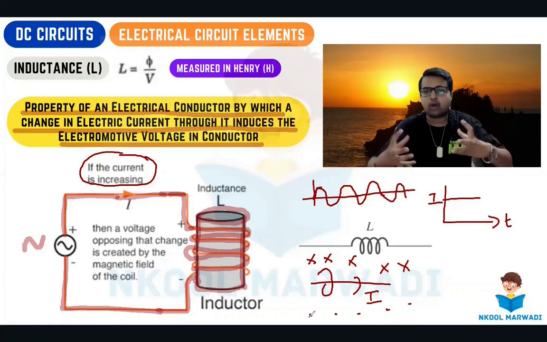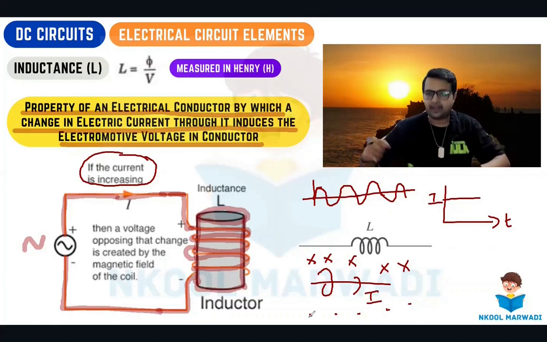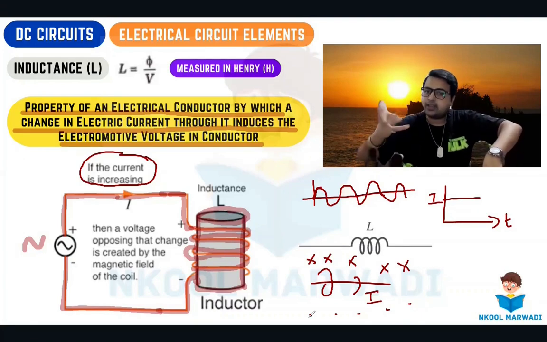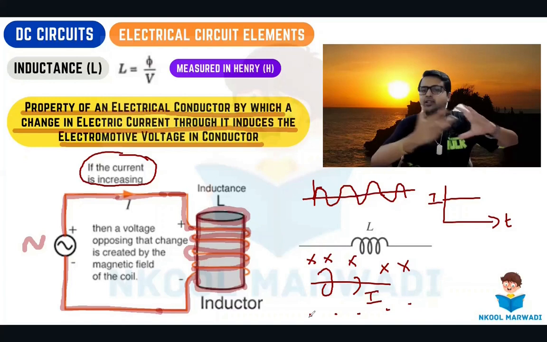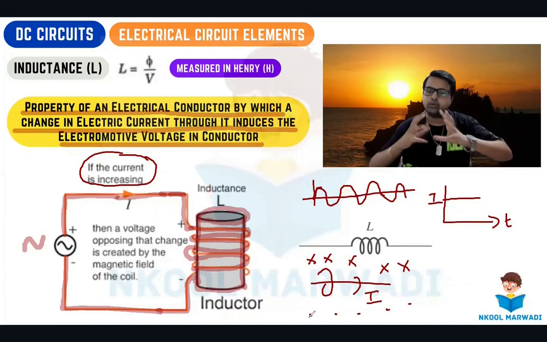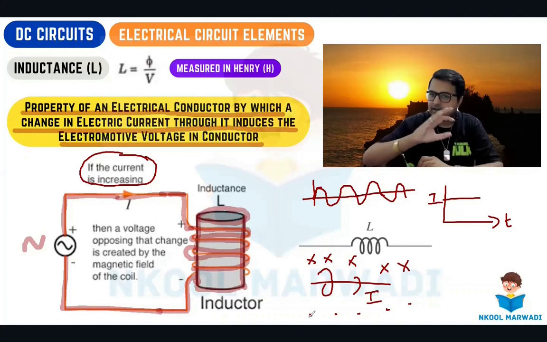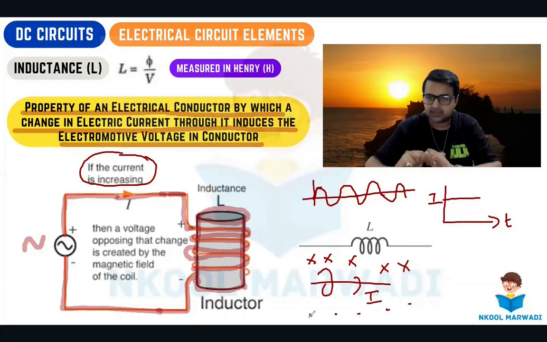I will face some opposition in increasing the current. Similarly, when I try to decrease the current, the magnetic field will decrease. So this inductance will generate a magnetic field which will try to oppose the change, so opposition will be created. Okay. So now we got a feel that resistance, we have already studied, resistance opposes the flow of charge.